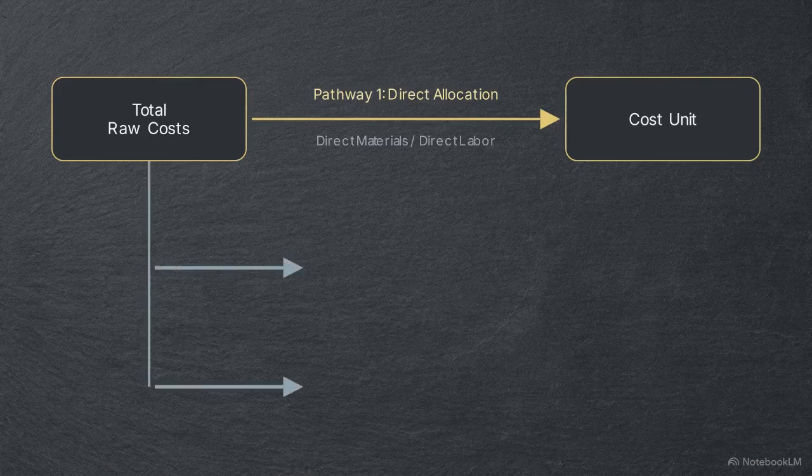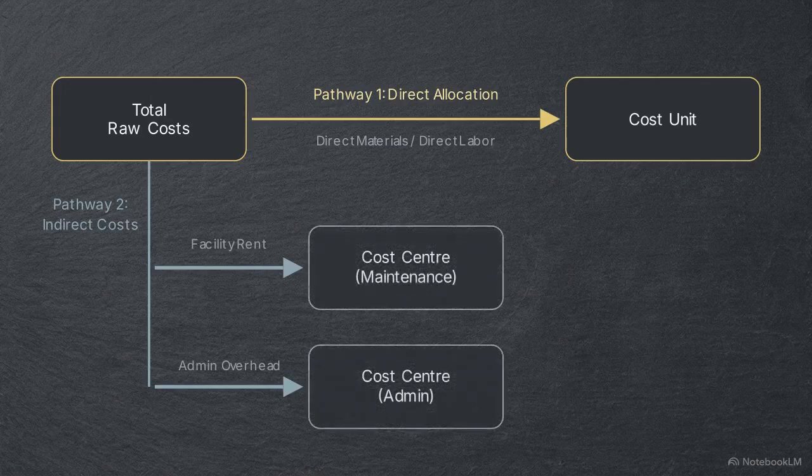The complexity arises in Pathway 2. Indirect costs like facility rent or administrative overhead cannot be logically traced to a single manufactured product. Because they lack a direct relationship, these indirect costs must be routed through intermediary accumulation nodes called cost centers. A cost center functions as a specific department where indirect costs are gathered and heavily analyzed.